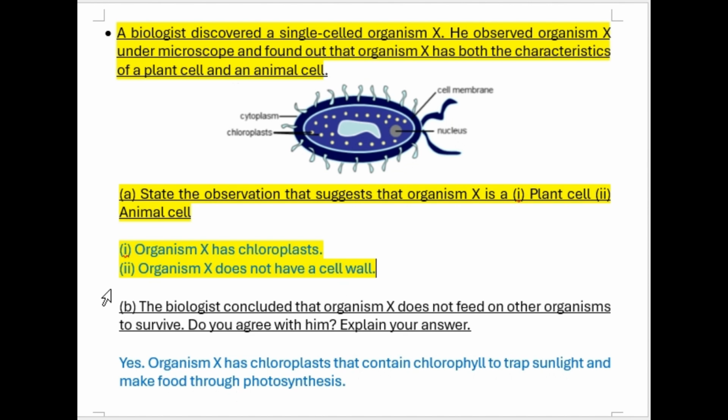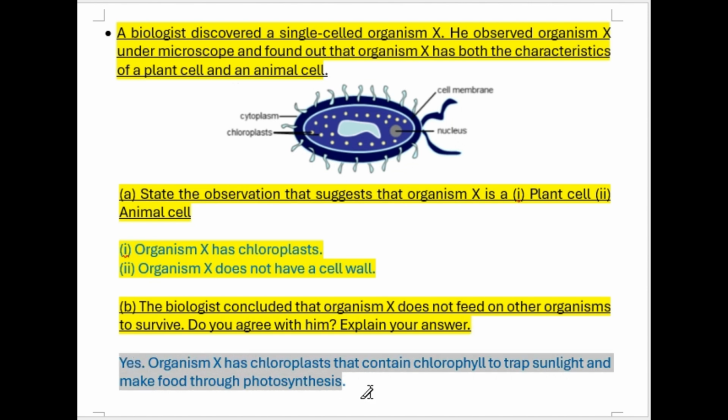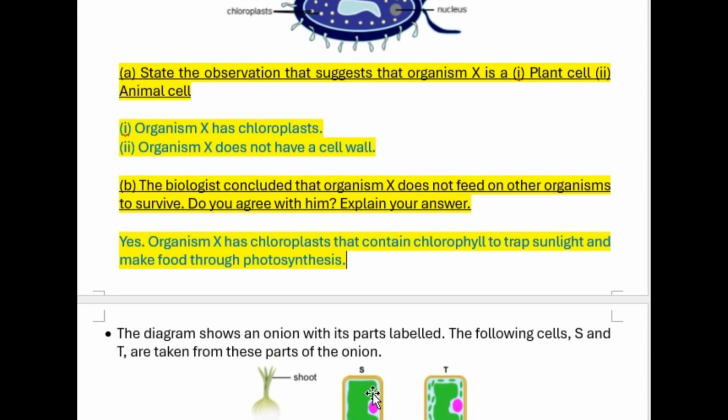B. The biologist concluded that organism X does not feed on other organisms to survive. Do you agree with him? Explain your answer. Yes. Organism X has chloroplasts that contain chlorophyll to trap sunlight and make food through photosynthesis.